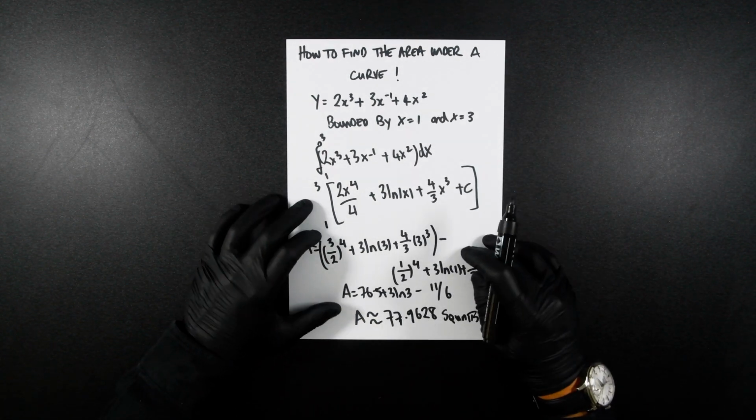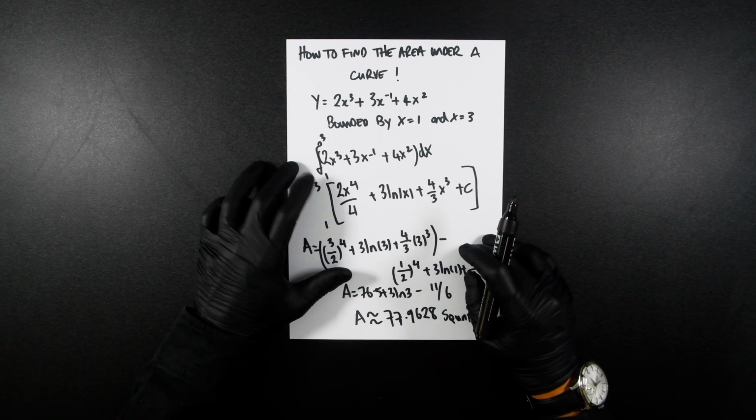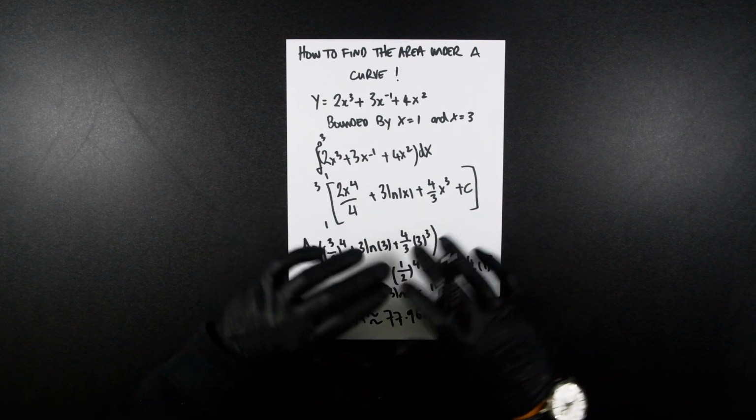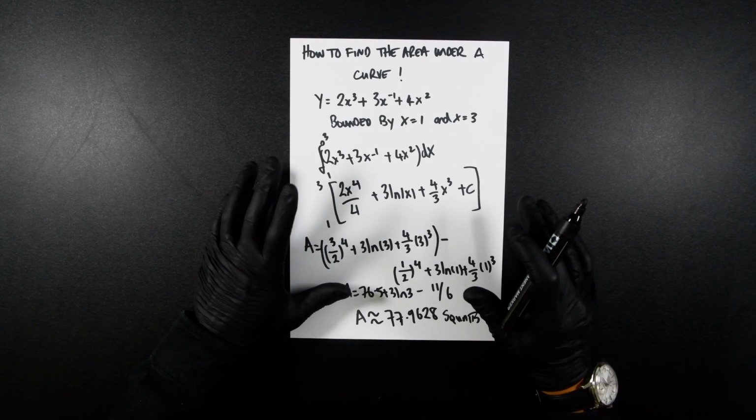So that is how you find the area under the graph. Integrate, substitute in the values, whatever the greater number is, minus whatever the lower number is, and you've found out what the area is under the graph, under that bounded area.